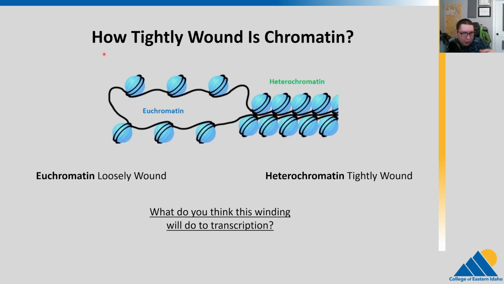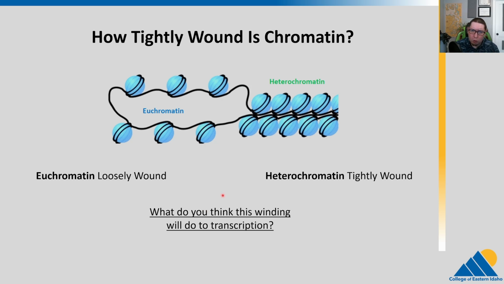So let's look at that, right? We said euchromatin is the state where it's unwound versus heterochromatin is where the DNA is tightly wound. What do you think this winding would do to transcription? Go ahead and pause the video, think about that.